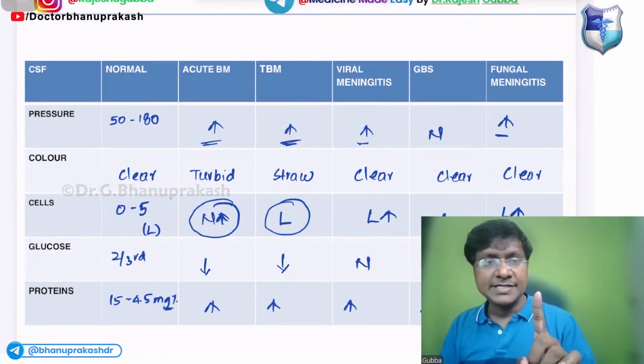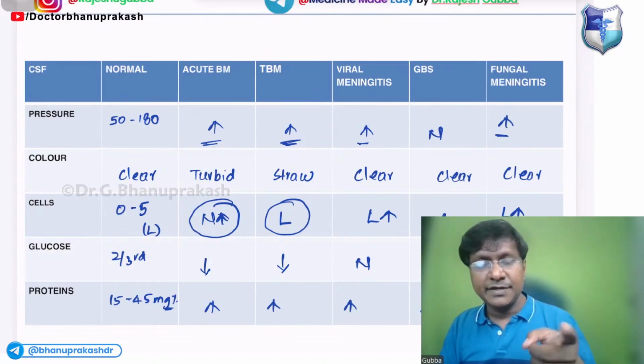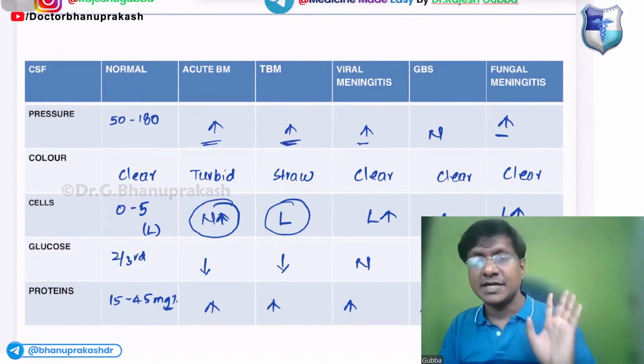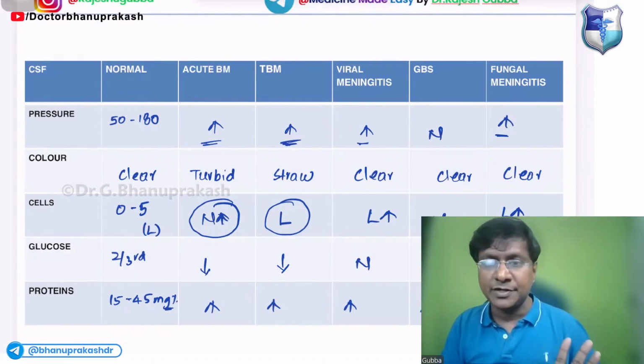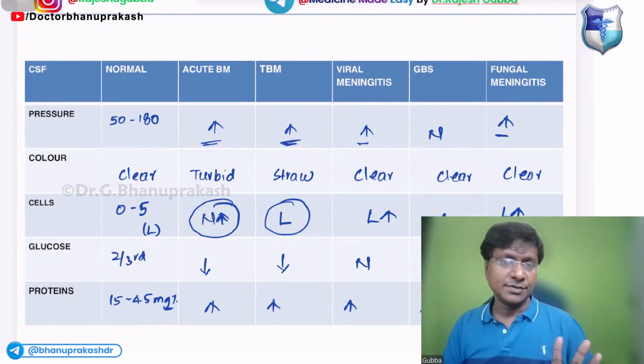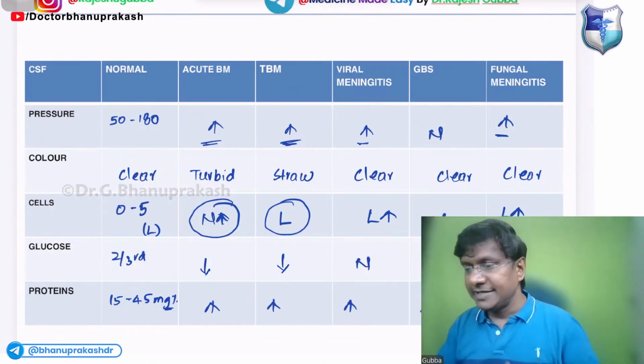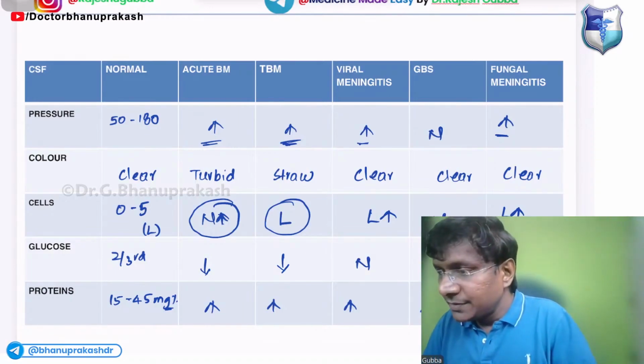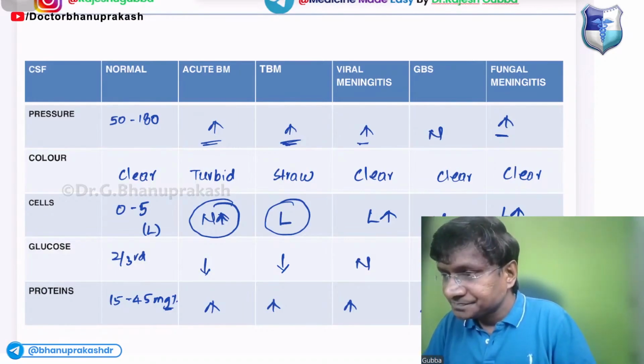Whereas cryptococcal meningitis, which is very common in HIV-infected individuals, also has lymphocytic pleocytosis, and the diagnosis is done by India ink stain. Treatment is done with amphotericin B and flucytosine. Okay, so this is about meningitis, right? So any questions on meningitis?